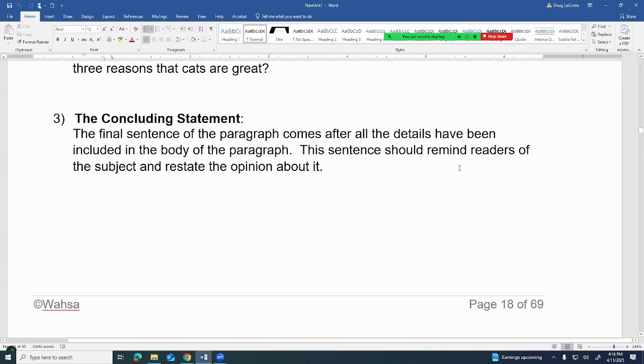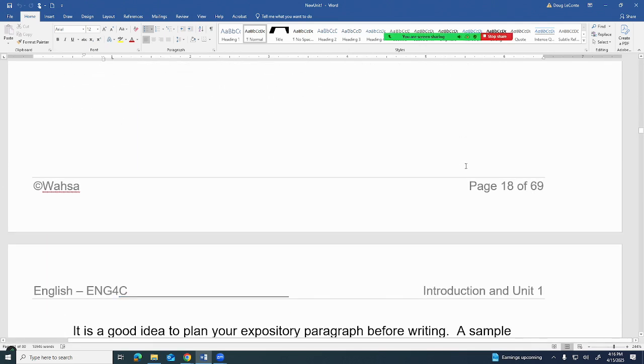The final part of the paragraph is the concluding statement. The final statement of the paragraph comes after all the details have been included in the body of the paragraph. The sentence should remind readers of the subject and restate the opinion about it.